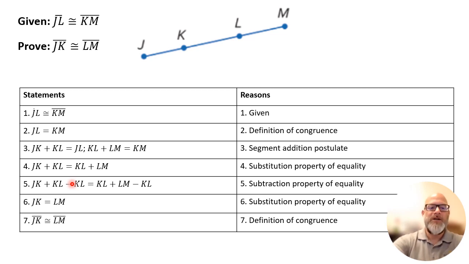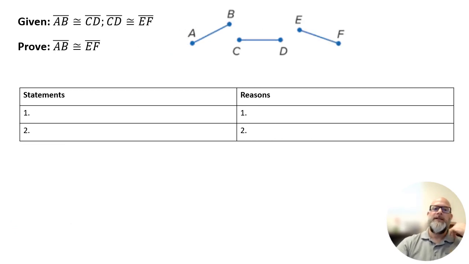All right, now we're going to subtract KL from each side. That's the subtraction property of equality. If I have something equals something, I can subtract the same number from both sides. Once I've done that subtraction, the KLs cancel here, the KLs cancel here. I'm left with JK equals LM by substitution property. And then how do I convert back to ancient Greek? Definition of congruence. And I've proven what I need to prove. Fantastic.